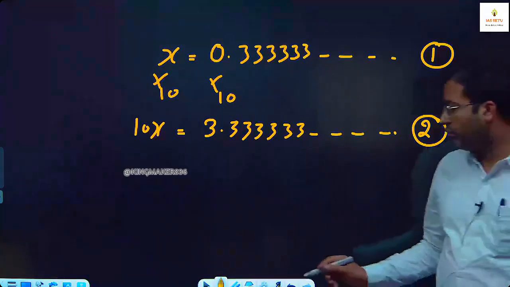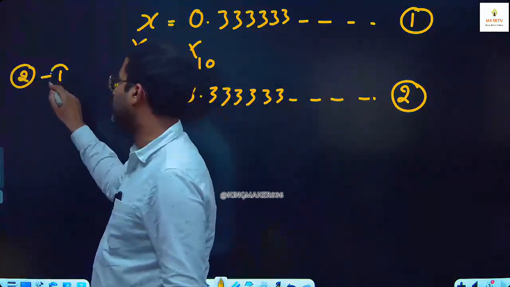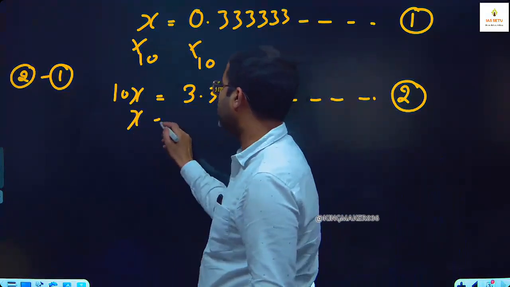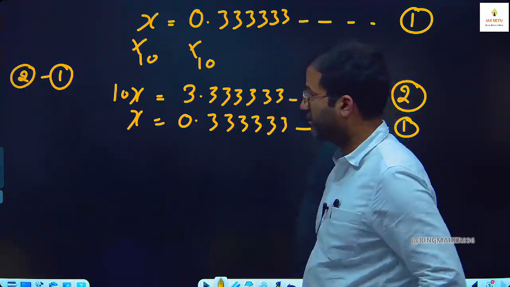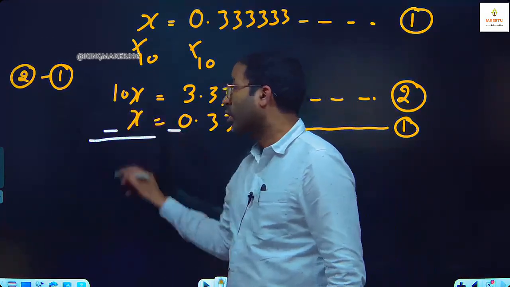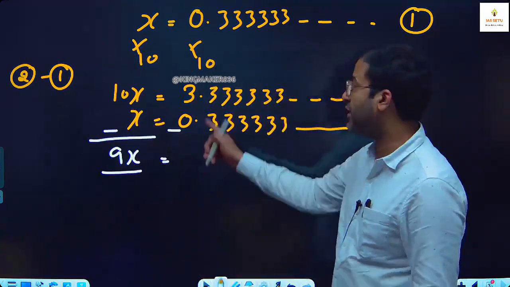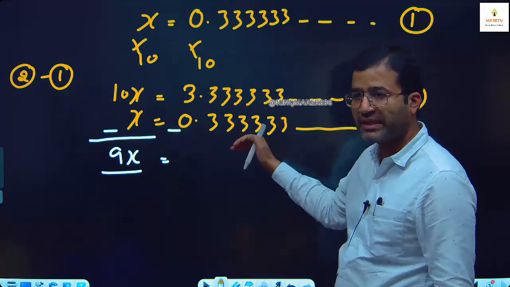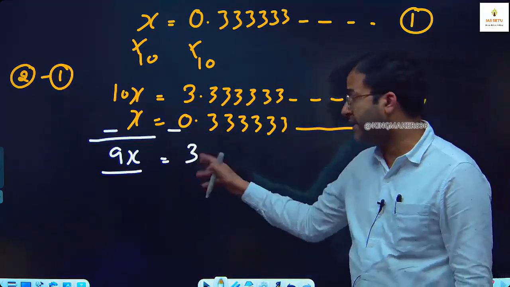See here, what I will do now: equation number 2 minus equation number 1. I write here equation number 1: x is equal to 0.33333. Now we subtract. On the left hand side, you get 10x minus x, 9x. On the right hand side, it is 3.333 minus 0.333. Since the part after the decimal is exactly the same, it will be 3 minus 0, 3. So 9x is equal to 3.